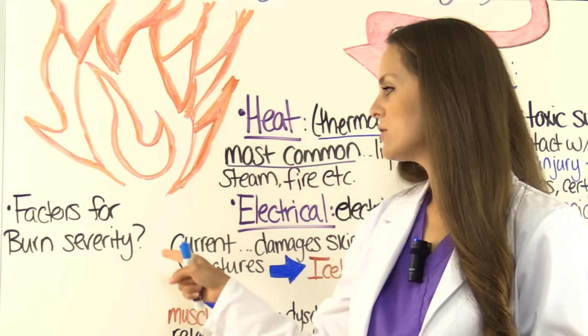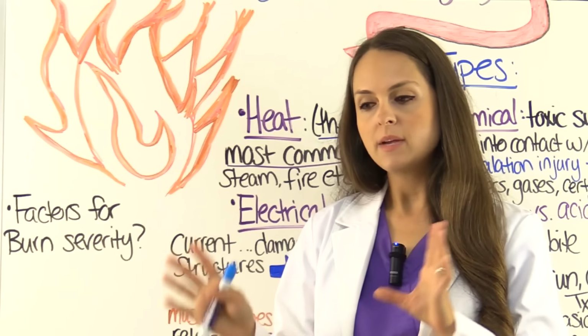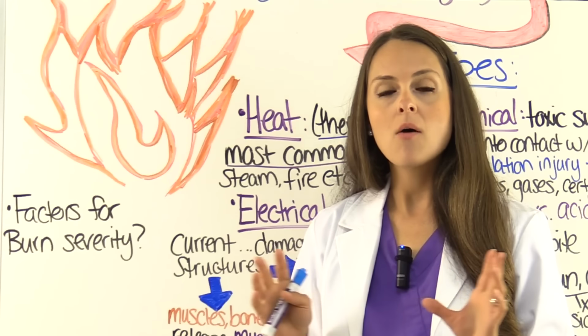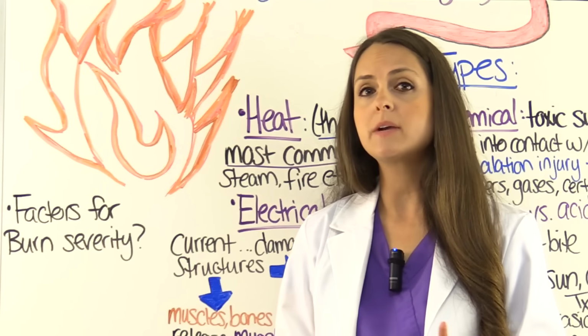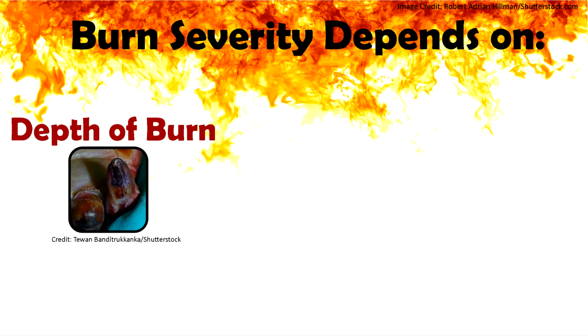Now let's look at the factors that determine burn severity in your patient, because depending on what's going on with your patient, how severe the burn is can determine how many complications the patient's going to experience and what treatment the patient's going to receive. So burn severity depends on several things. First, the burn depth. How deep did that burn go? Did it just affect the epidermis, or did it go all the way down where it's affecting the bone and muscle? And we have partial thickness and full thickness burns ranging from 1st degree to 4th degree.